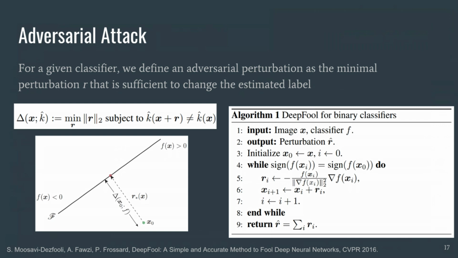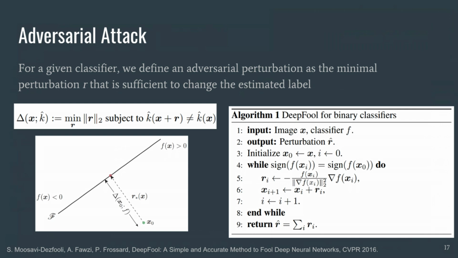If we assume everything is linear, it's a linear classifier, we have this linear boundary. We can find the distance between the image X0 and the boundary and then move it to the other side of the boundary. So we find the smallest path and move it to the other side. That's the simplest thing we can do. It's impossible because the networks are not linear, but it's a good assumption to start with. And DeepFool, which is one of the good methods, does that.